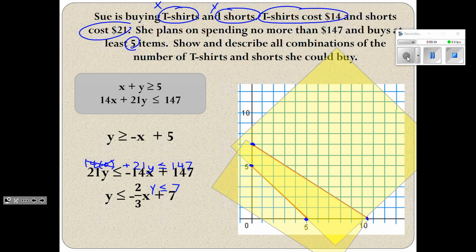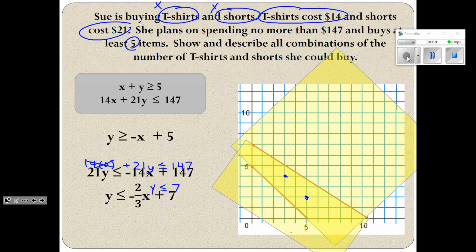So you will see that the solutions are somewhere within this double shaded region in here. Roughly shaded. That's pretty messy, but that gives you an idea. So you would pick one of the order pairs in there. So one of the solutions would be, this one would be 5 t-shirts and 2 shorts. Or we could do 3 t-shirts and 4 shorts.